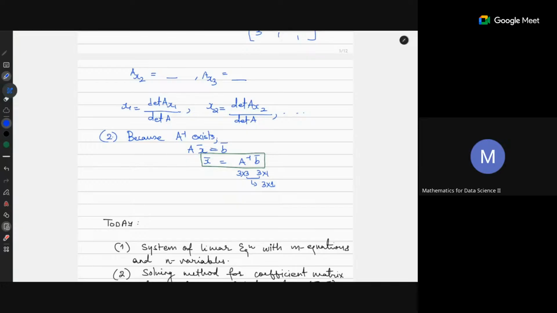You can do it on your own also, because if you multiply on the right hand side, what will you get? You get this. But this doesn't lead you to anything. It doesn't help you solve for x. In order to solve for x, you need to multiply A inverse on the left hand side. Okay. So that you can say that this is equal to I.